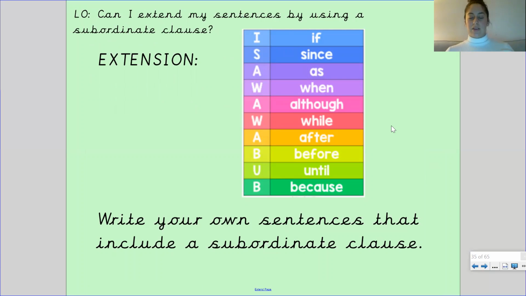And here's an extension. If you want an extra challenge, is to write your own sentences that include a subordinate clause. I'm going to challenge you a little bit more by saying that also write some sentences where the subordinate clause is in the beginning of the sentence rather than always being at the end of the sentence.